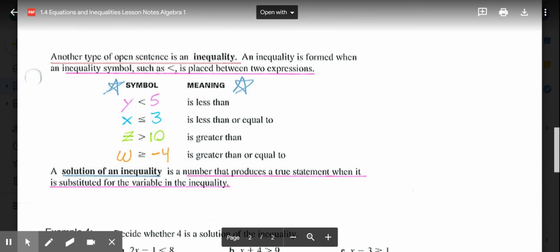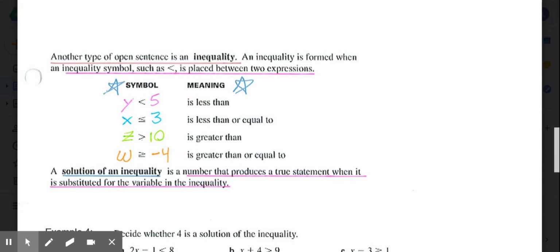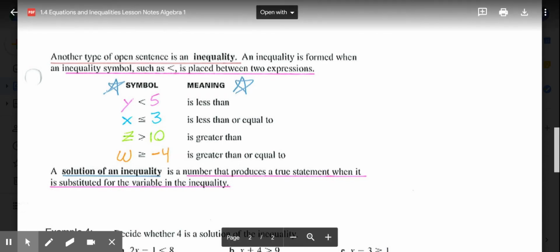So making sense of these symbols and meanings, the first symbol here would read as y is less than 5. The next one would read as x is less than or equal to 3. The little hash mark underneath that less than symbol is the or equal to. The next one would read as z is greater than 10. And our last one, w is greater than or equal to -4. So those are your 4 inequality symbols.